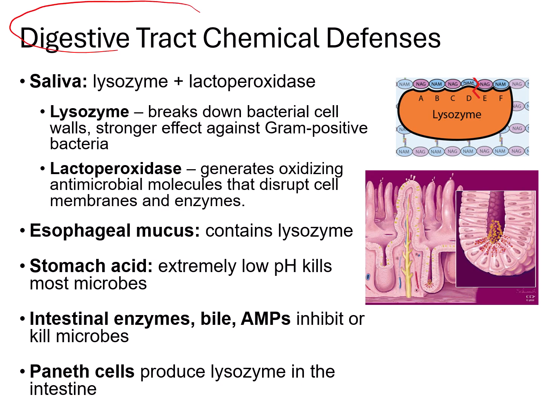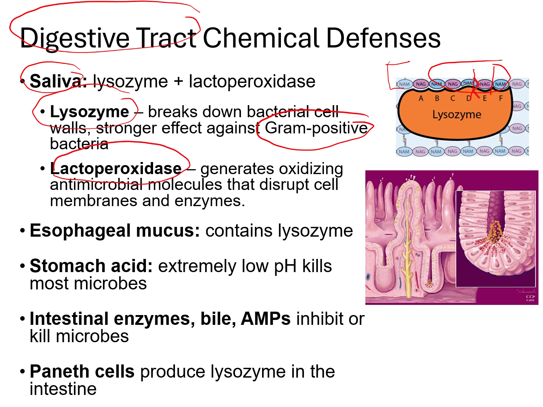Within our digestive tract, several chemical defenses work together. Saliva, for instance, contains lysozyme, and lysozyme breaks down bacterial cell walls. You can see over here, it breaks down the bonds between our NAG and NAM subunits. And lysozyme is most effective against gram-positive bacteria because they have those thick walls. Lactoperoxidase is also found in our saliva, and that enzyme produces oxidative molecules that will damage microbial membranes and enzymes.